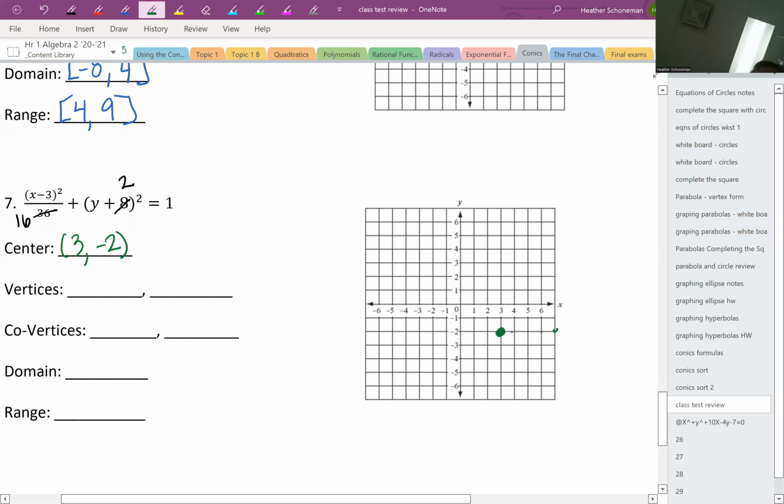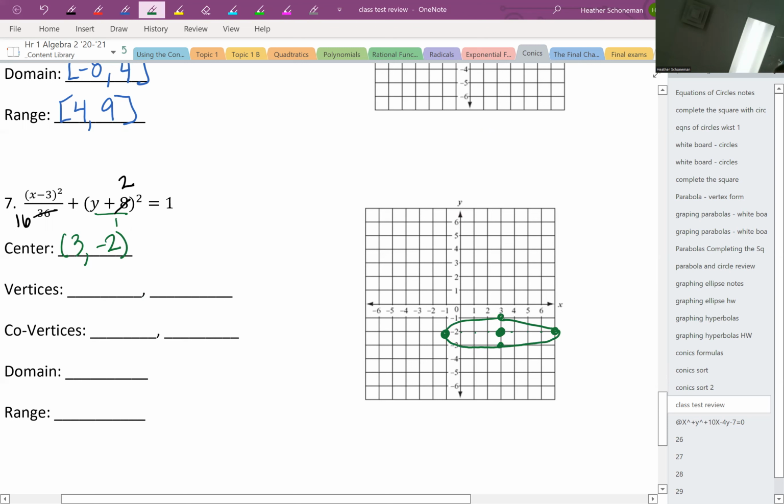So we're going to go right 4 and left 4. Under the y plus 2, there's nothing, but there has to be something. So there's an invisible 1. Square root of 1 is 1. So we're going to go up and down 1. And there is our ellipse.